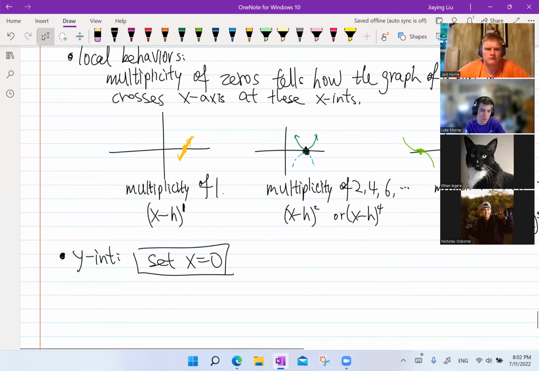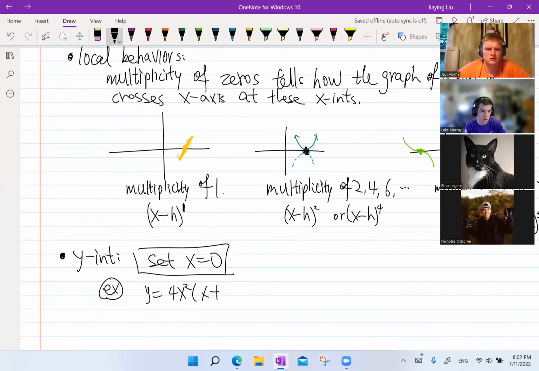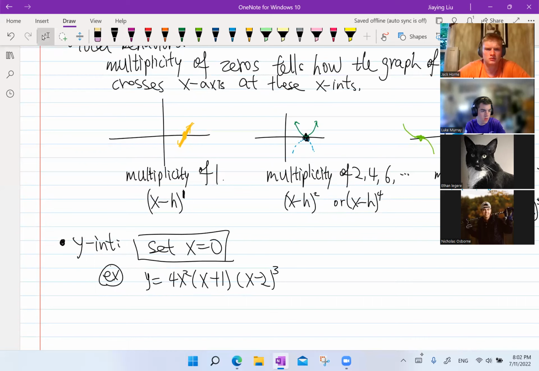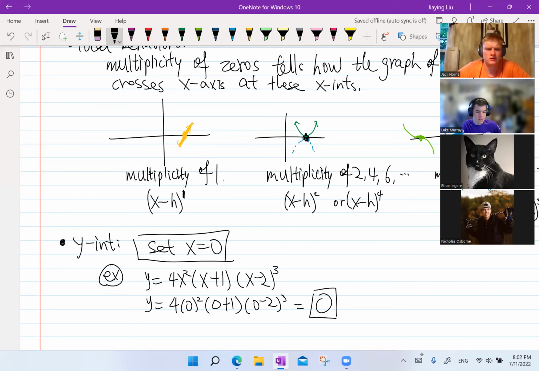So for this given example, we had y equals 4x squared, x plus 1, x minus 2 squared cubed, right? If I want to find the y-intercept, what do I do? I set x equals 0. So if I put 0 for x, we get y equals 4 times 0 squared, 0 plus 1, 0 minus 2 cubed. Well, it doesn't matter. I have a 0 in the front to multiply with, so the whole thing equals 0. So the y-intercept is going to be (0, 0), the origin. All right, so that's the y-intercept.